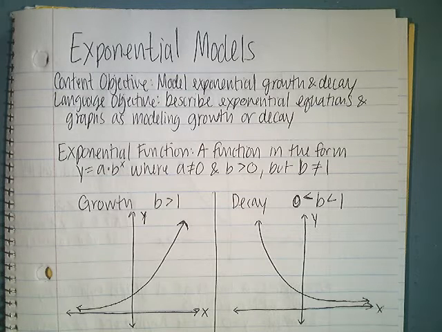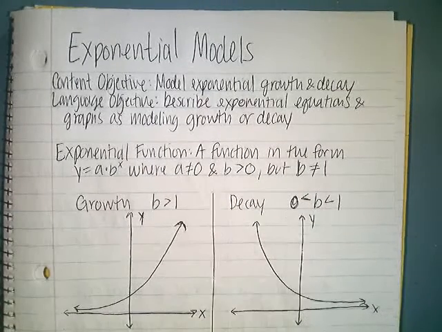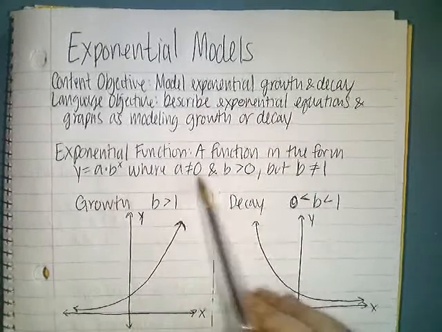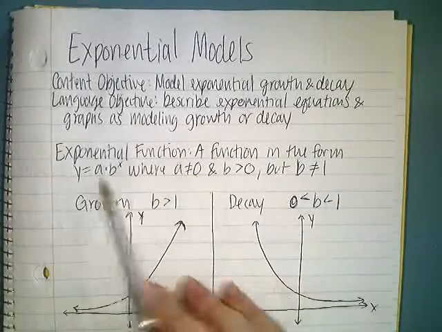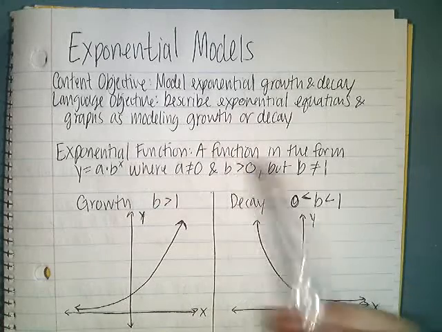So first thing, an exponential function is a function in the form y equals a times b to the x, where a is not 0, b is greater than 0, or b is positive, but b is not 1. So again, as long as it has this form and meets these requirements, it's an exponential function. The reason these are true is because a can't be 0, because if a were 0, that whole thing would cancel and just be 0.